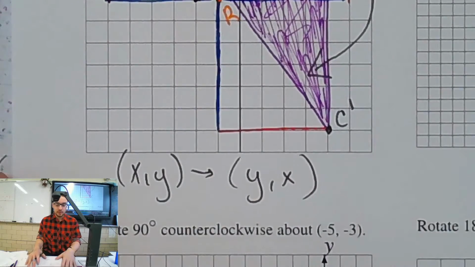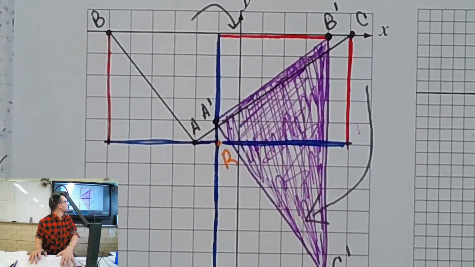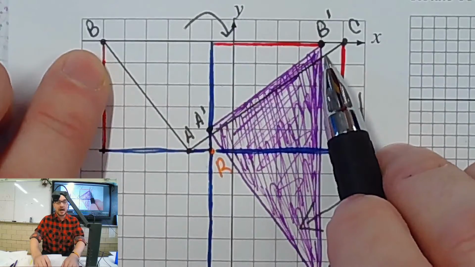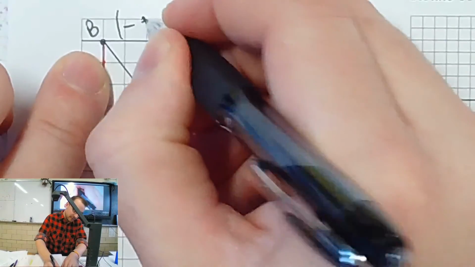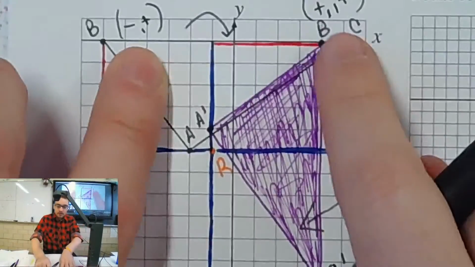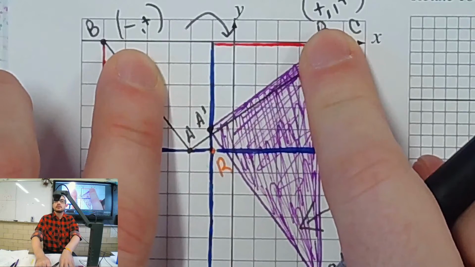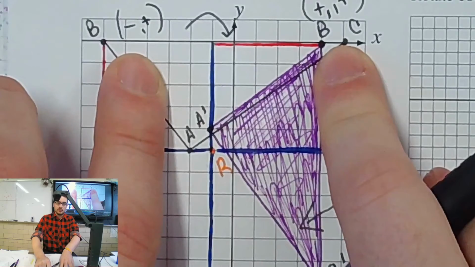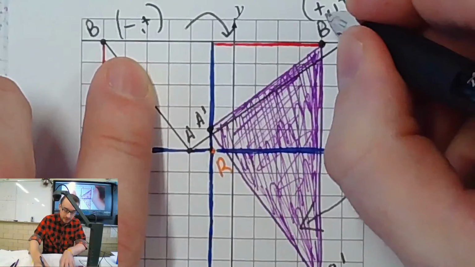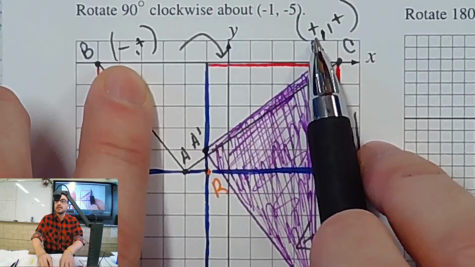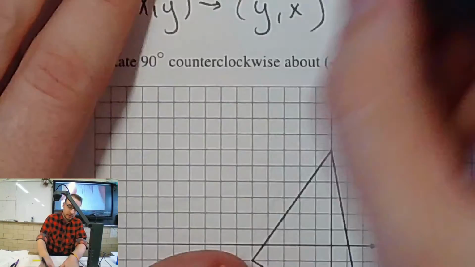Which one changed? Well, let's look. Let's look at B going to B prime. B's coordinates are going to be negative, positive, because it's in this quadrant, right? B prime's coordinates are now double positive. The first one changed, didn't it? I'll pause. B was negative, positive, and B prime became double positive. So the first one's sign changed, right? So our rule is going to be this.